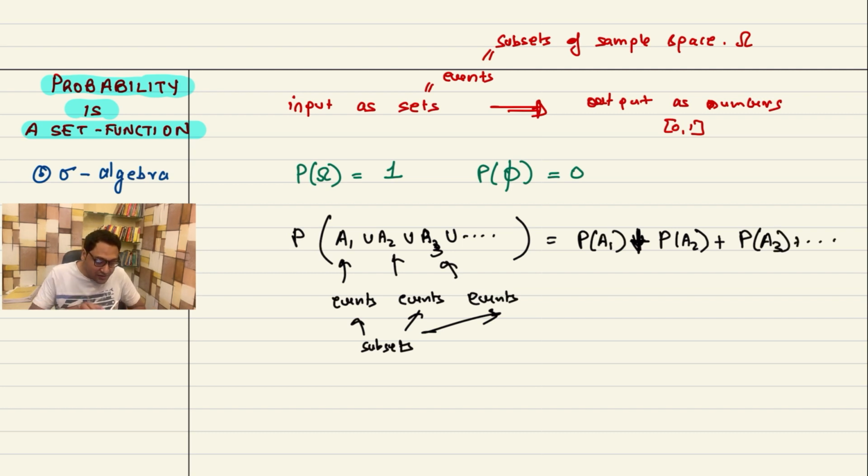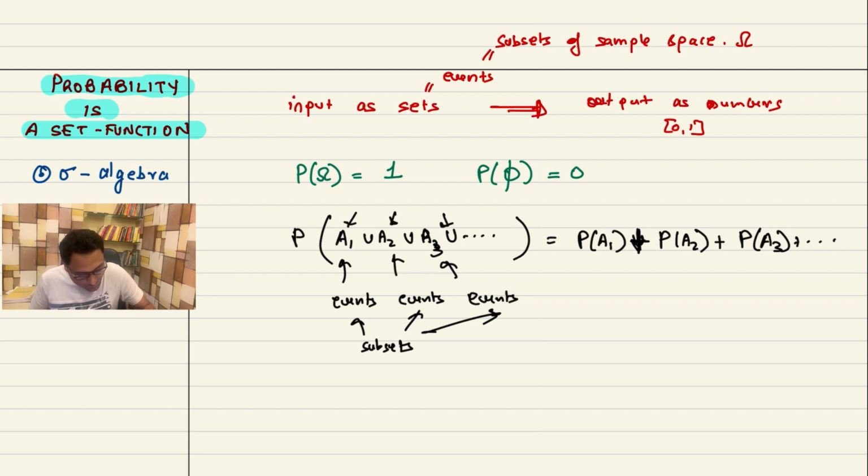Okay, so this is what the set function is doing. It's taking the entire set and giving us output 1. It is taking the null set and giving us output 0. And it satisfies the countably additive property, that if you have a bunch of disjoint sets, by the way, these are all disjoint.